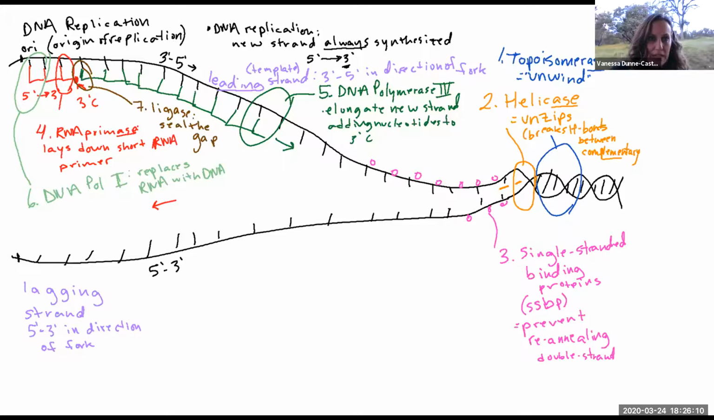Okay, so let's draw this out. The process is going to be exactly the same. Let's go back to number 1. Number 1 is topoisomerase, unwinding the DNA. Number 2 is helicase, unzipping the DNA. Number 3 is single-stranded binding proteins, preventing the reannealing. All that stuff is exactly the same.